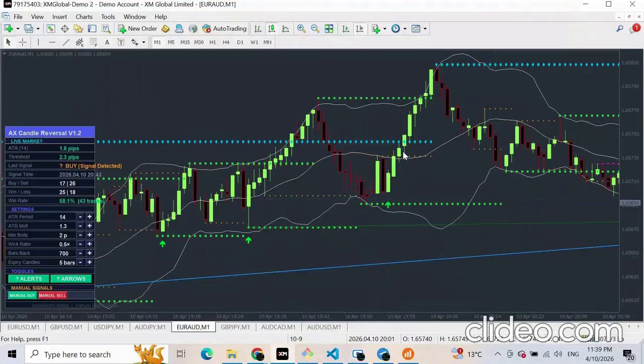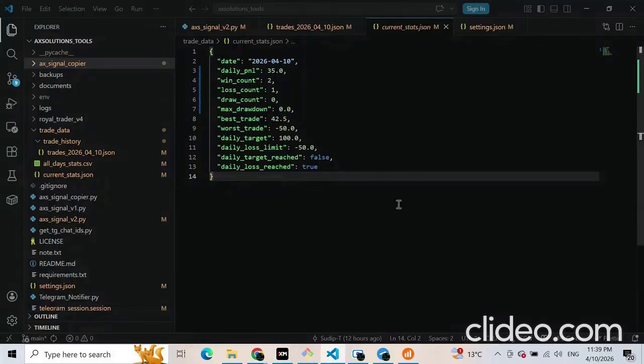In this video I'm going to show you the full-fledged IQ Option auto trading system that I have designed. This is the MT4 candle reversal indicator designed by me. We will talk about this later. First, let me show you the system that I have designed.